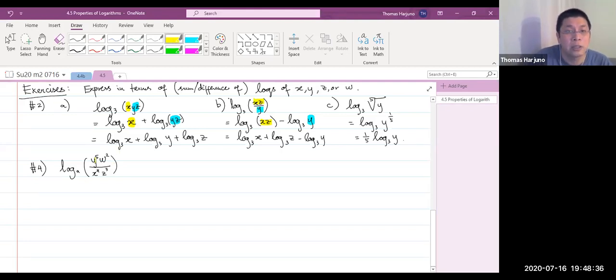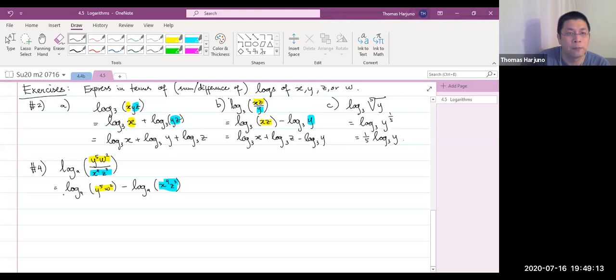Now I will see this as the top and the bottom, okay? So this is log base a of y to the 5th w squared minus log base a of the denominator x to the 4th z cubed. So I have property number 2 first in this case, because that's log of quotient, right? Log of quotient equals difference of logs.